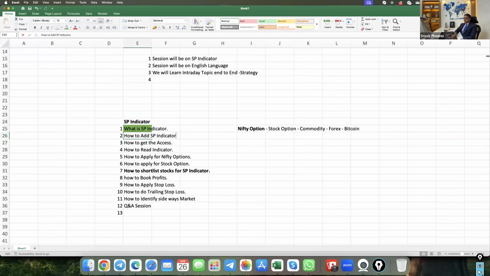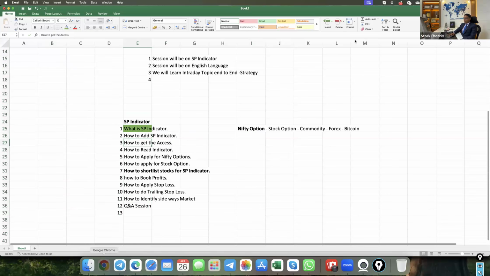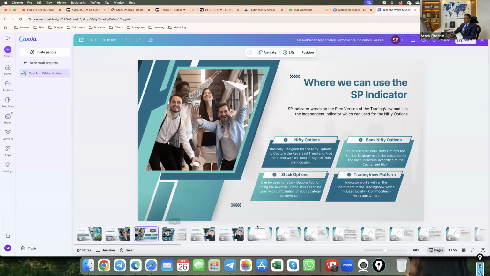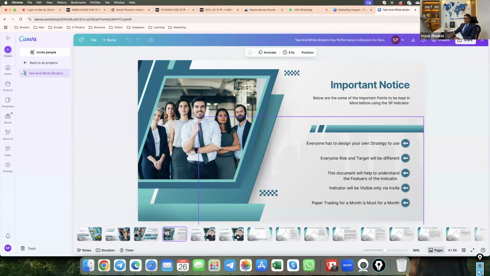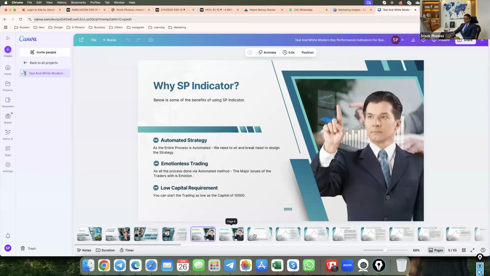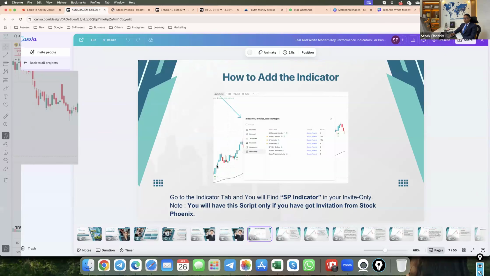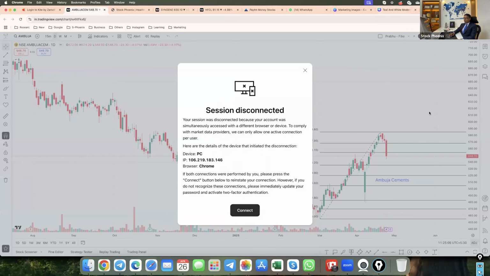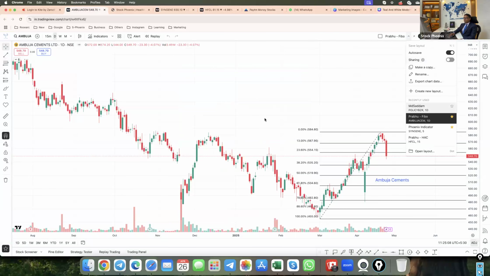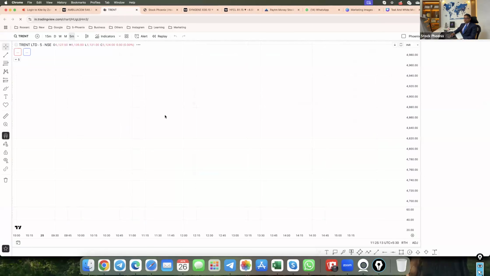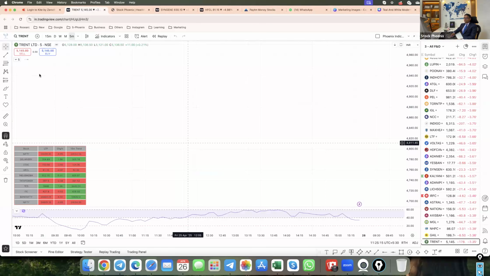So that's the first part of this particular screen. PPT is not required. We will go straight away to the learning part. So next is how to add SP indicator. Now go to the TradingView terminal, the free version of TradingView terminal, and go to the terminal chart.